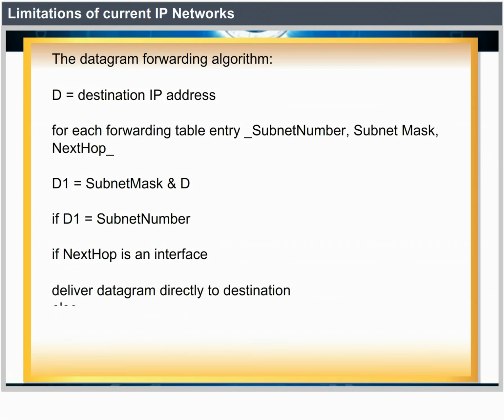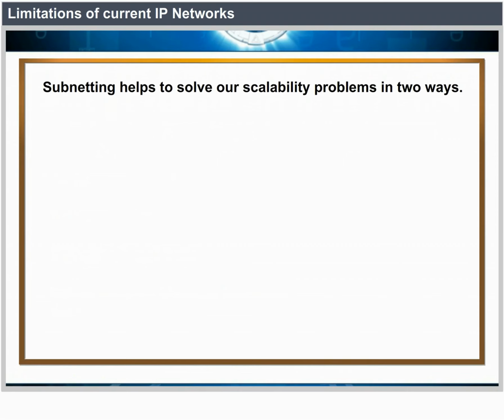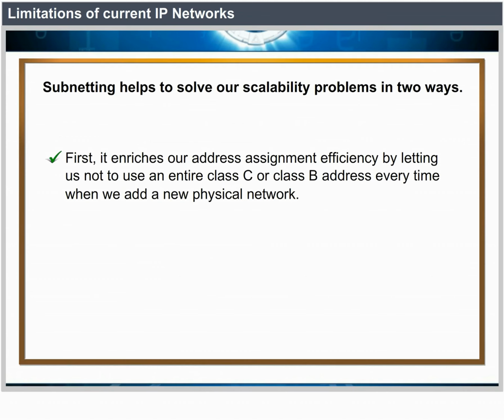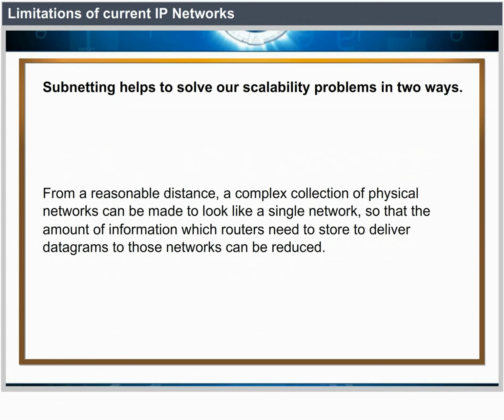Subnetting helps solve our scalability problems in two ways. First, it improves our address assignment efficiency by letting us not use up an entire Class C or Class B address every time we add a new physical network. Second, it helps us aggregate information. From a reasonable distance, a complex collection of physical networks can be made to look like a single network, so that the amount of information that the routers need to store to deliver datagrams to those networks can be reduced.